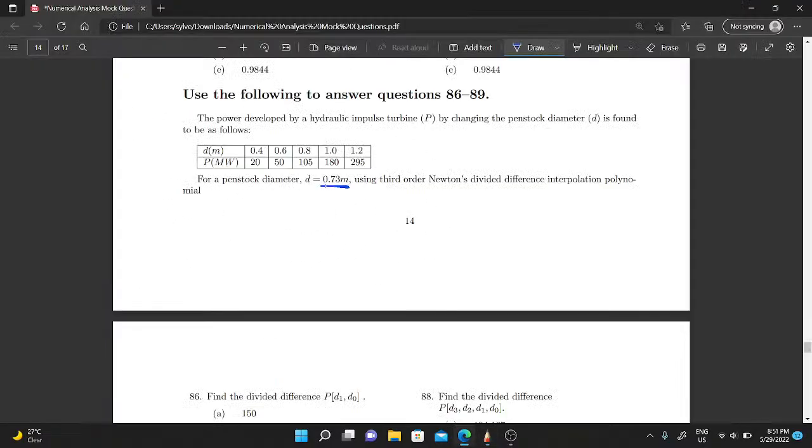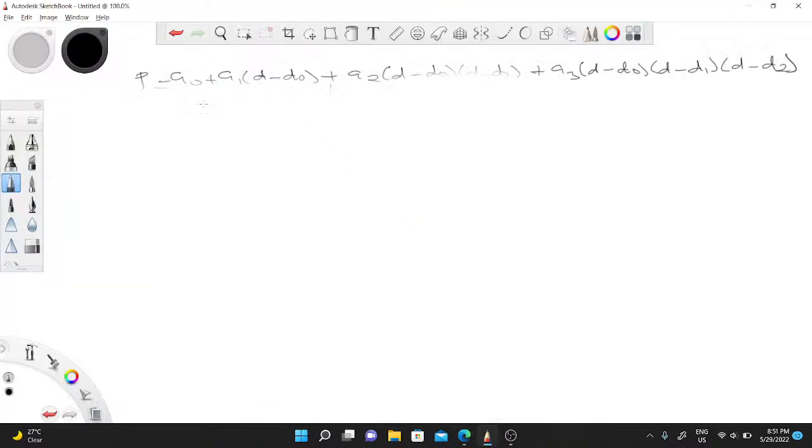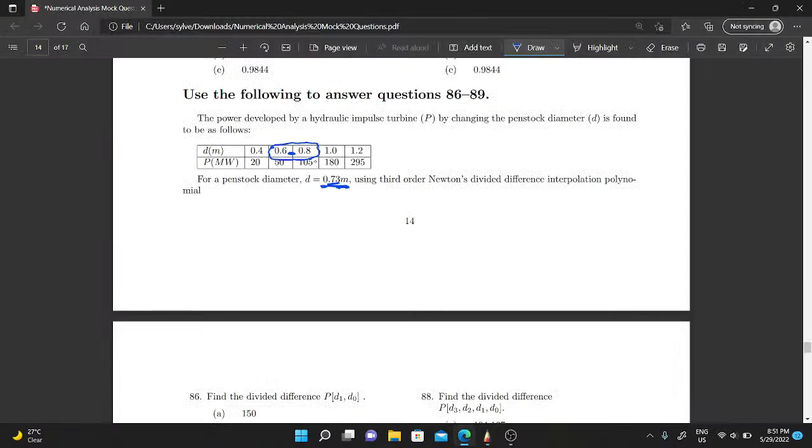Now, D is 0.73. So now we have to choose the set of data points that we use to interpolate this. Now, 0.73 is around this area. You know that if we're using two data points to interpolate, we just use these two values. Since we have four unknowns, we need four data points.